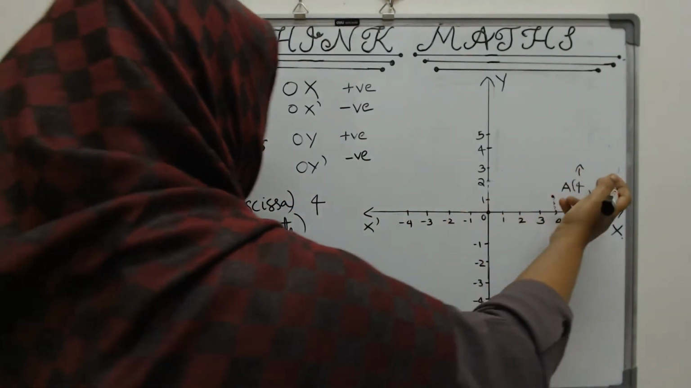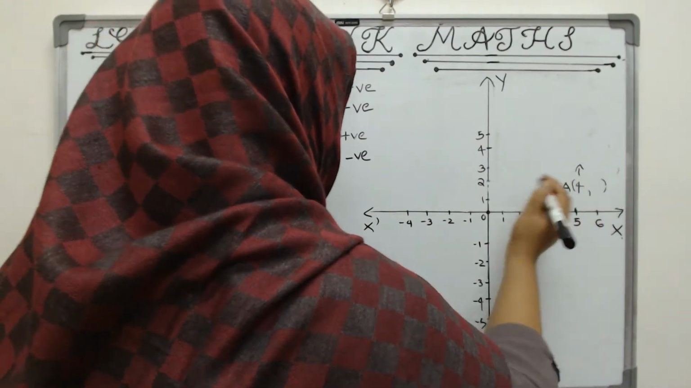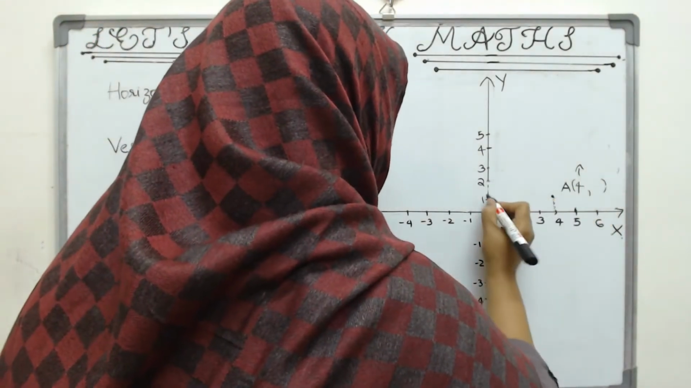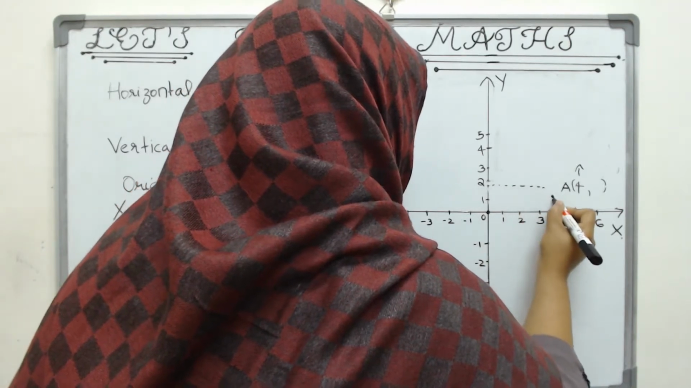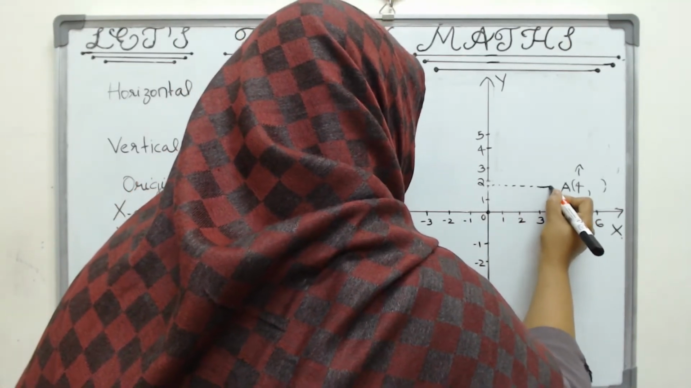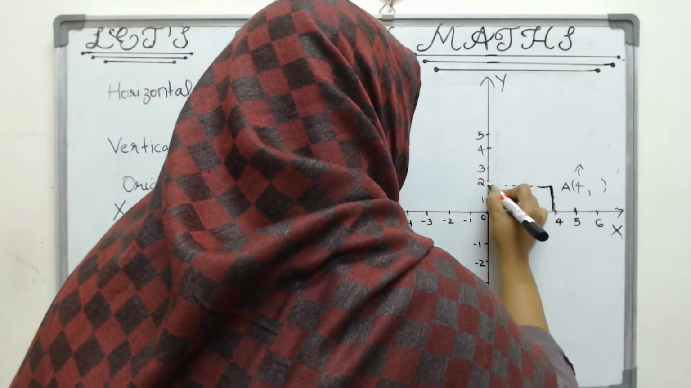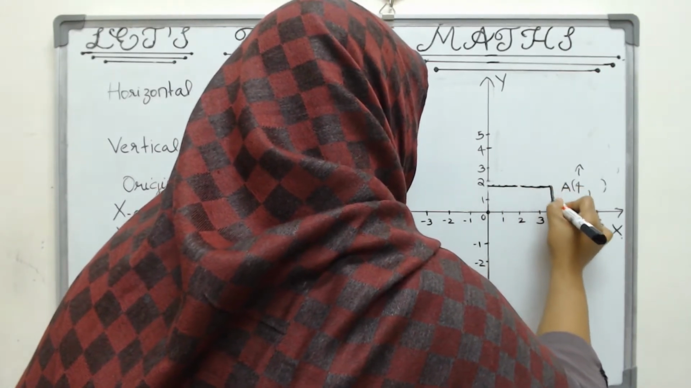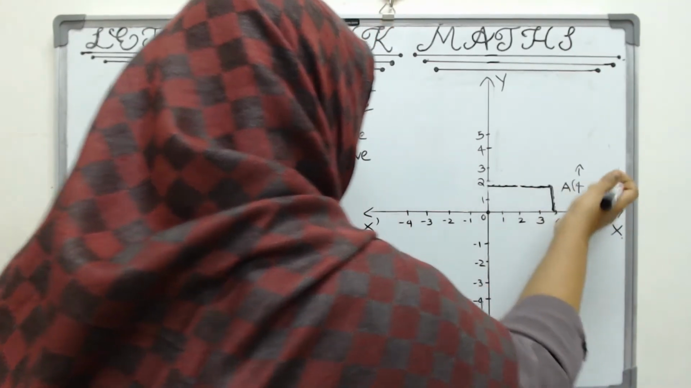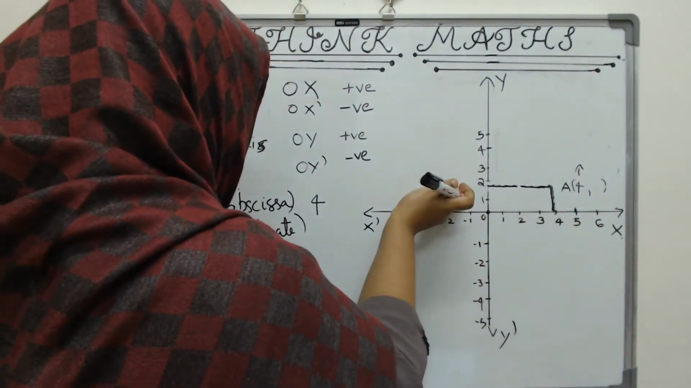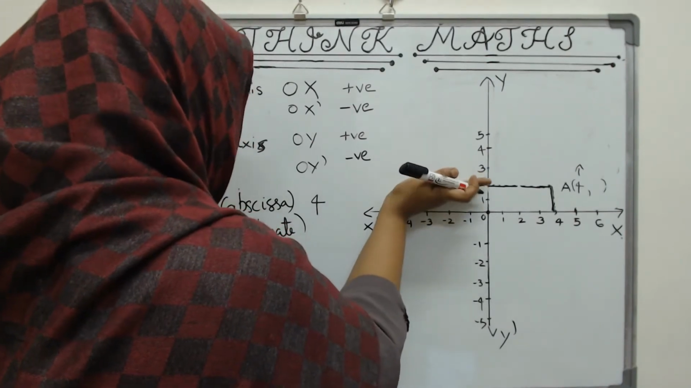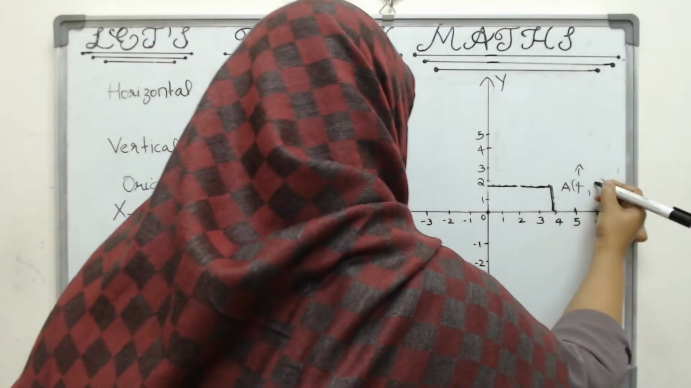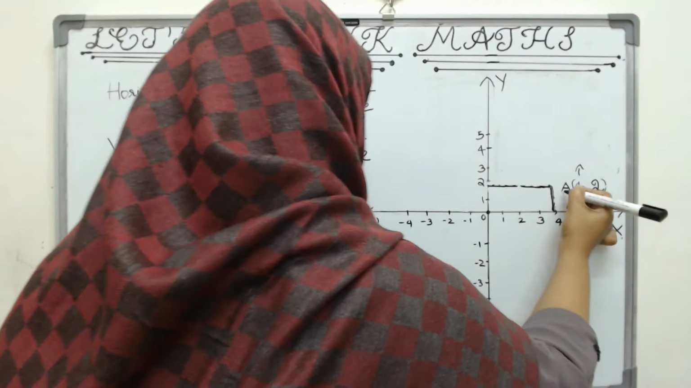Now what is the next one? The y-coordinate. If you draw a straight line, so this was supposed to be at 2. Okay. If you draw a straight line from A to the y-axis, where does it meet? That point is called the y-coordinate or the ordinate of A.